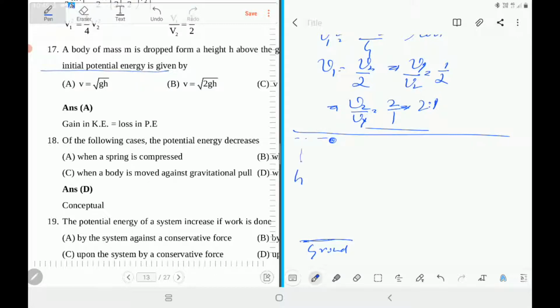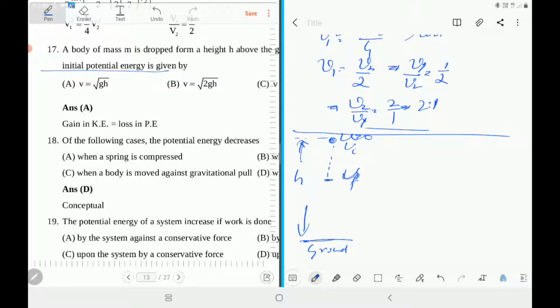Height of the body is h. Dropped implies what is initial velocity? 0. So it falls to a certain height. Initial potential energy, let us call Ui. Final potential energy at a certain height, that height is some h dash, that is Uf, final.